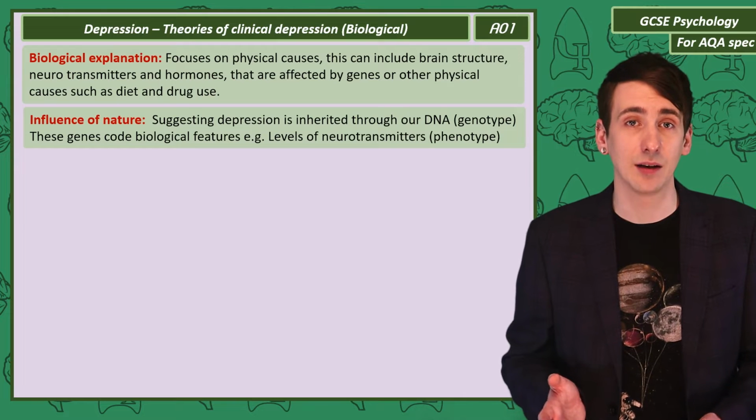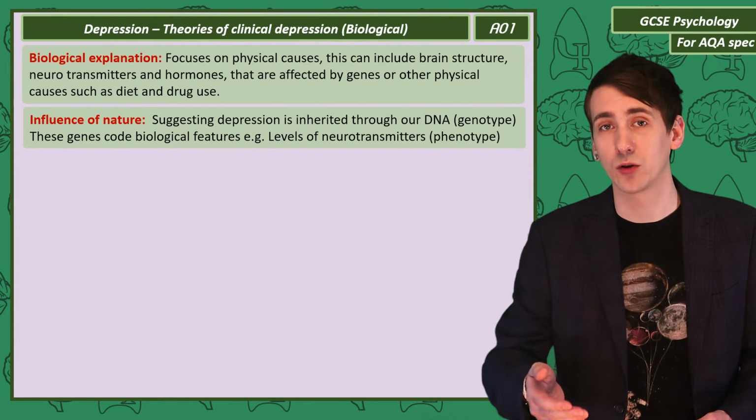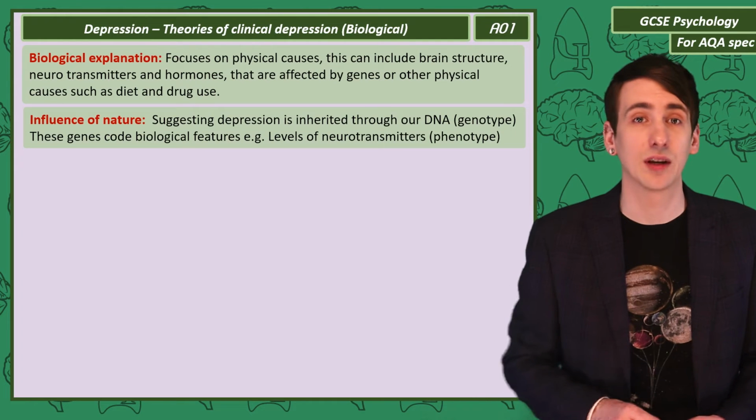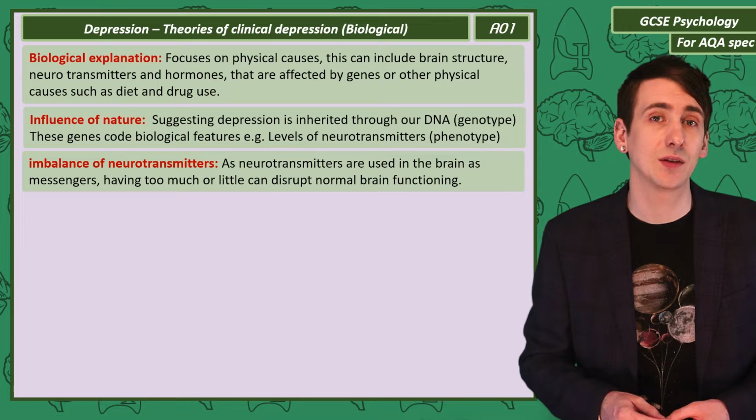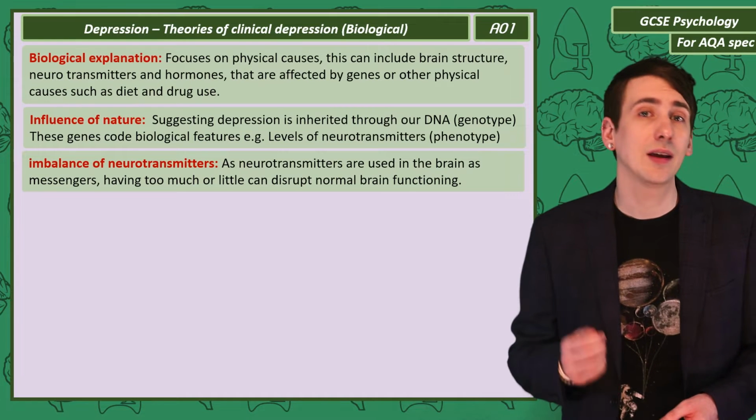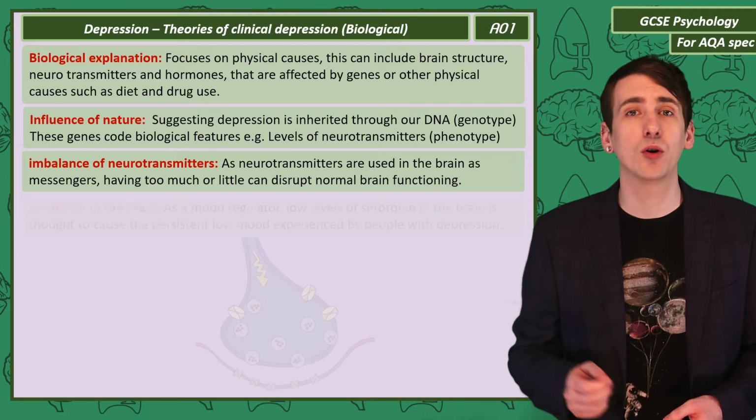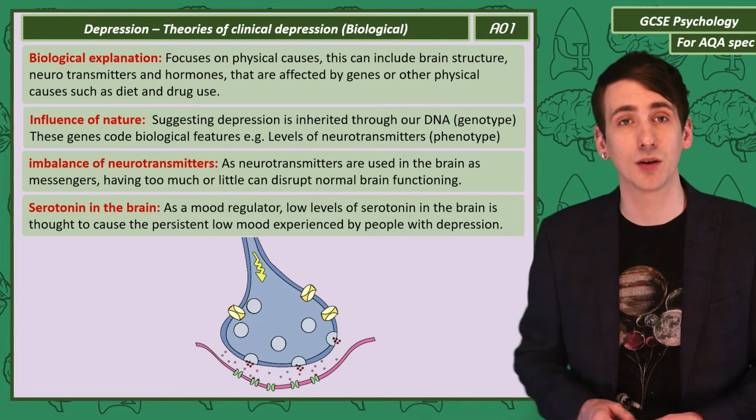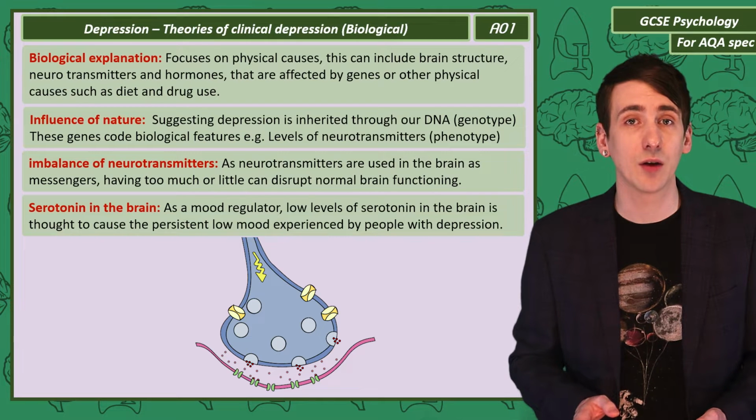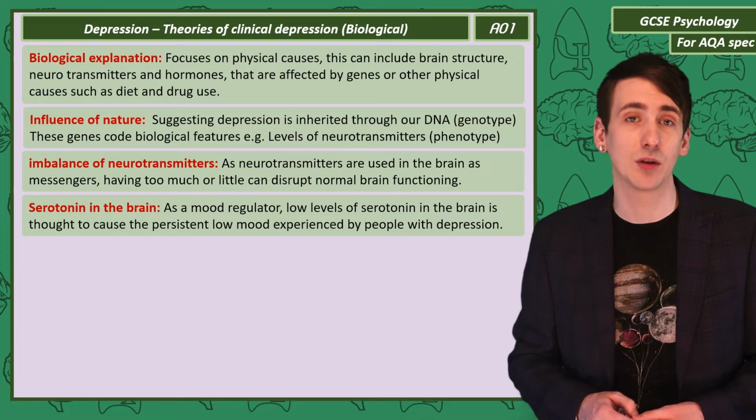The genotype then, those genes that code for biological features, so levels of neurotransmitters, which are the phenotype. An imbalance, so too much or too little of neurotransmitters coded for by genes, then can disrupt the normal brain's functioning. One important neurotransmitter that's been identified as a mood regulator is serotonin. Low levels of serotonin is thought to cause the symptoms of persistent low mood in people with depression.